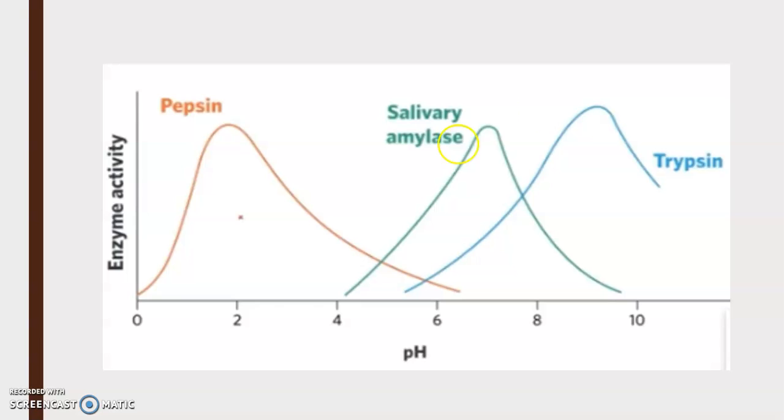And in your stomach, the pH is around 1 or 2. So amylase will not be effective there. That's why you've got to chew more and allow the enzyme to actually react in your mouth before you swallow it.